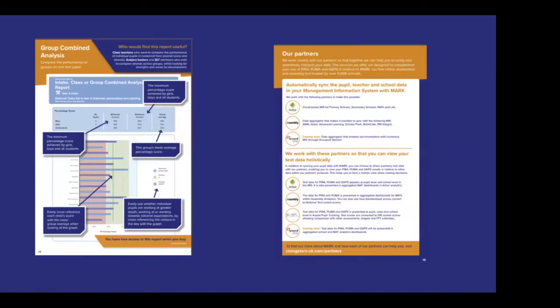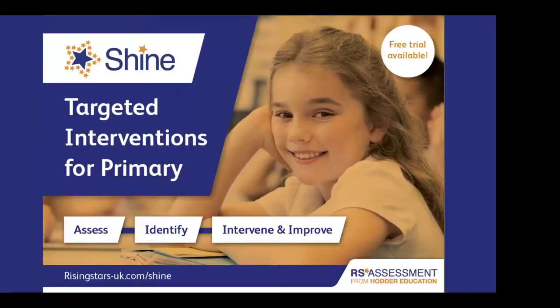You've got your combined group analysis as well here, so it'll show you your boys against your girls, and again your class average and national average. Next slide, please. The partners that you saw on there as well, Arbor, Assembly, and so on. So there are partners that you can sync with if you wanted to.